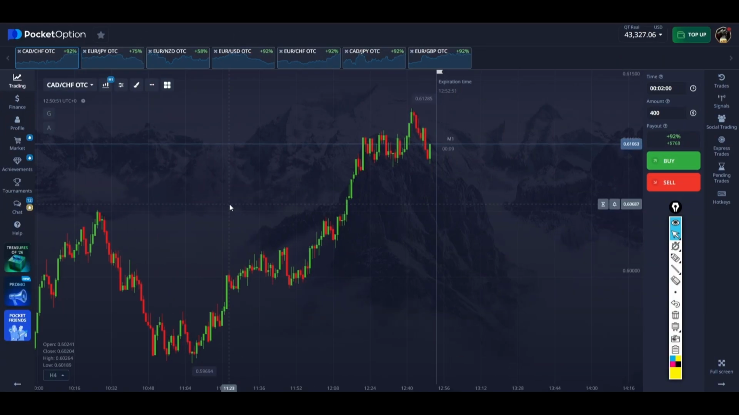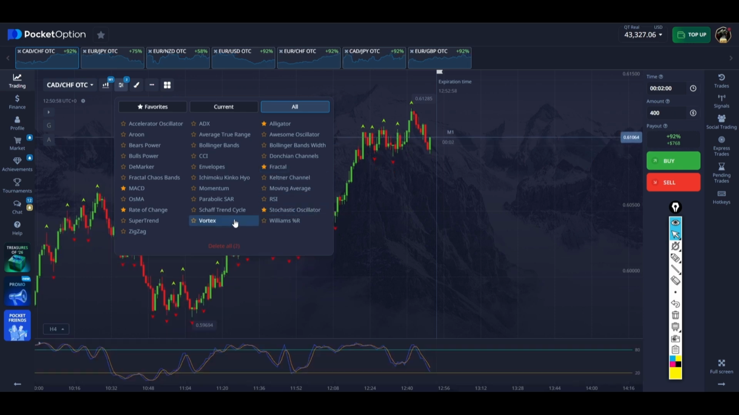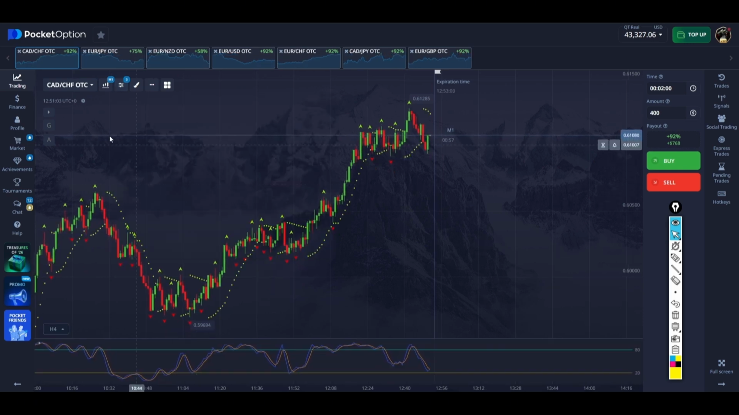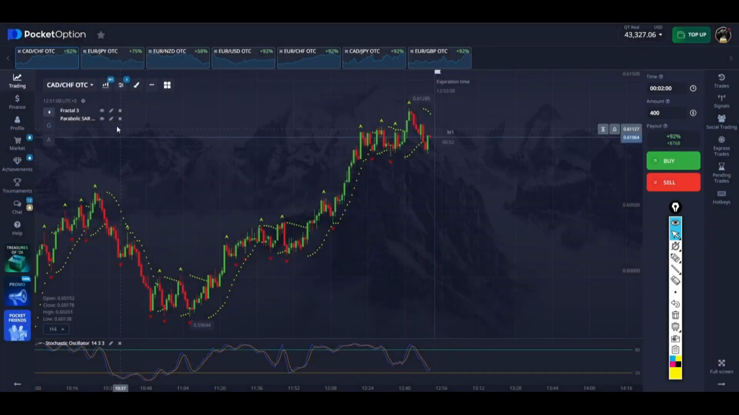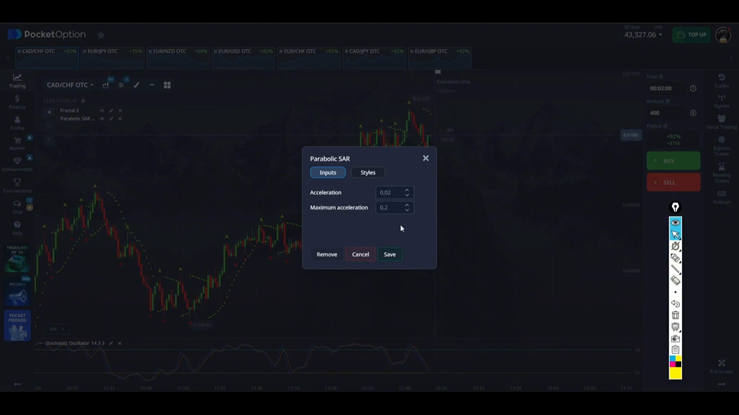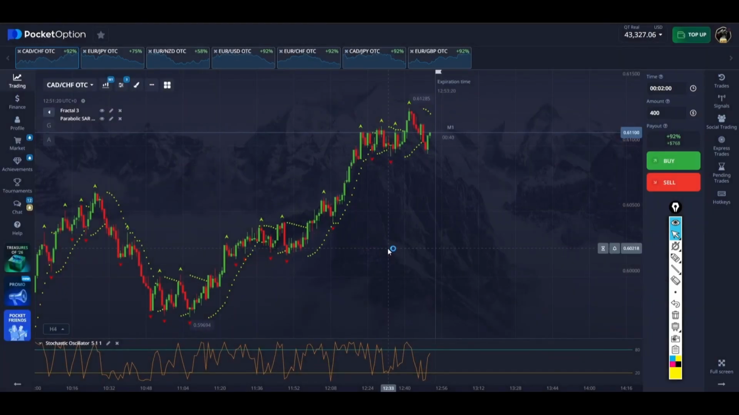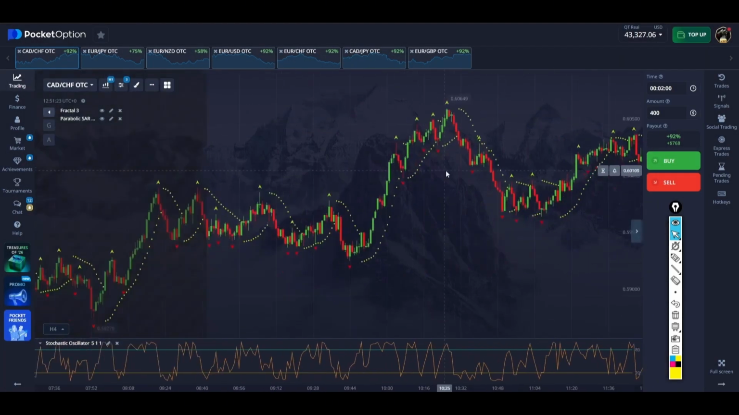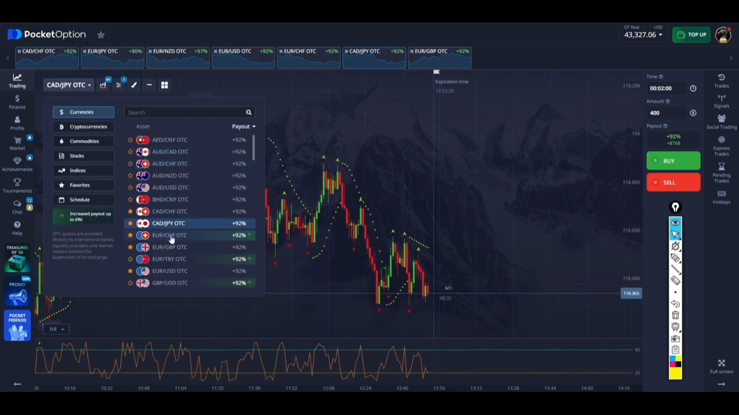For this strategy, we'll need three indicators. First, go to the Indicators tab and add fractals, the stochastic oscillator, and parabolic SAR. For the settings, set the fractals period to 3 and save it. Leave parabolic SAR on its default settings. Then configure the stochastic oscillator as shown. And once that's done, we're fully set to trade this strategy. Now let's find a solid market setup, and I'll explain exactly why I'm entering the trade.